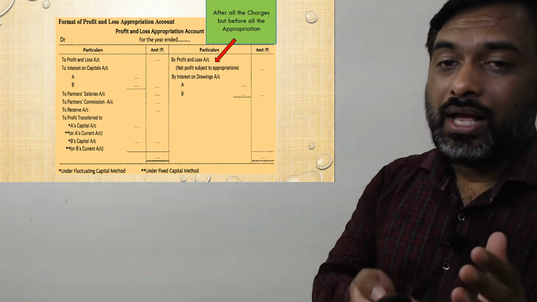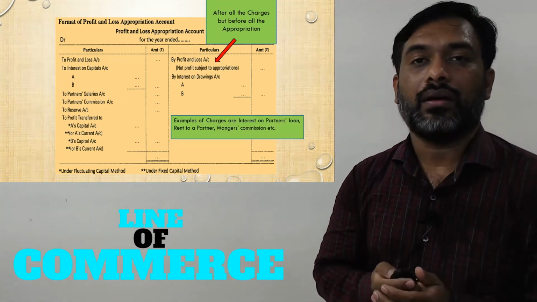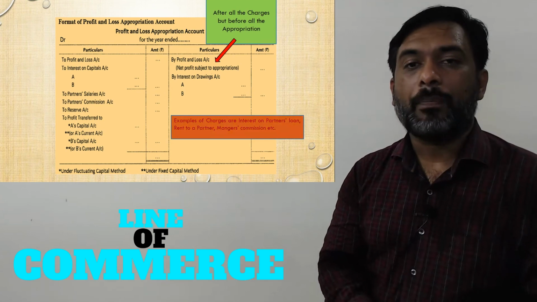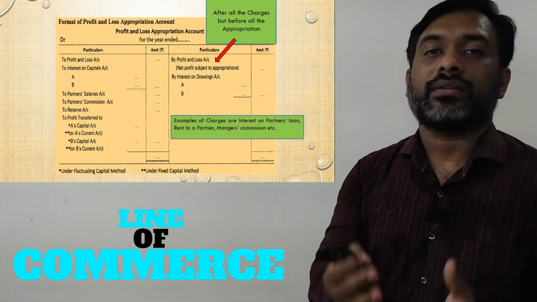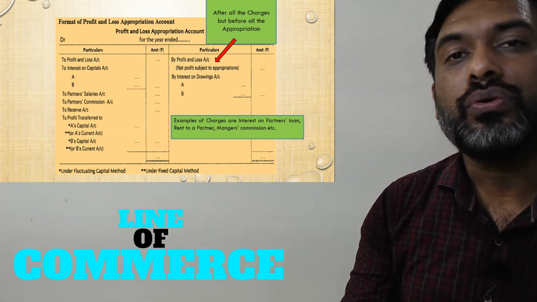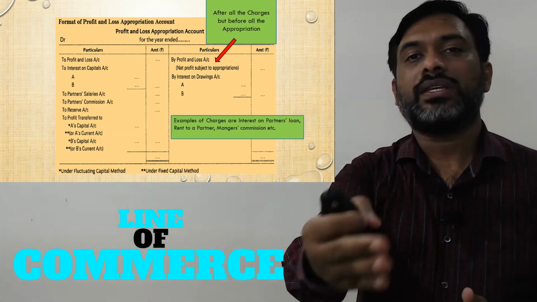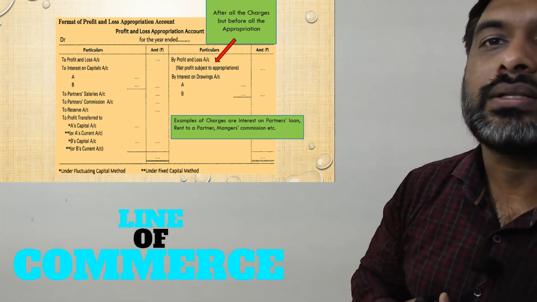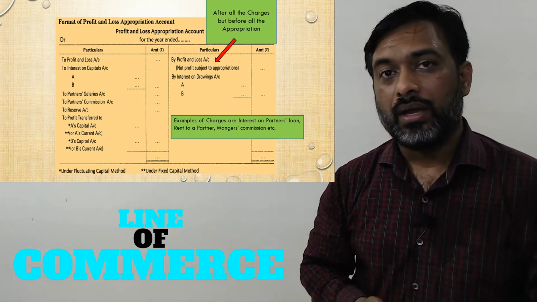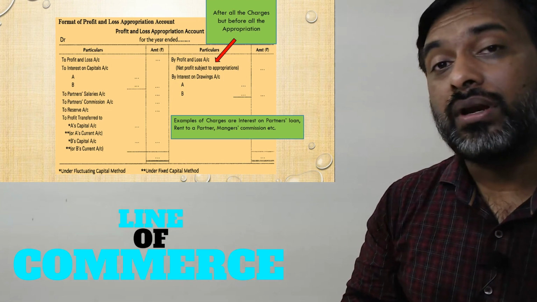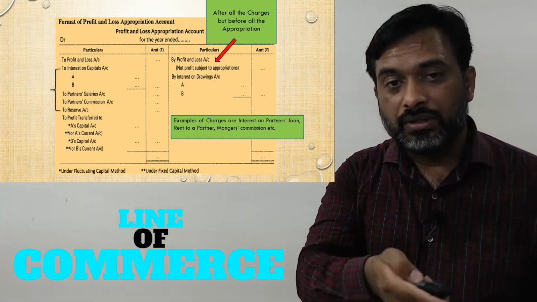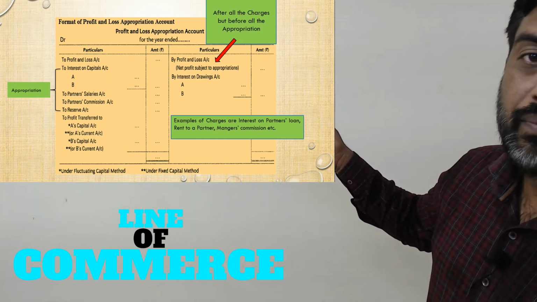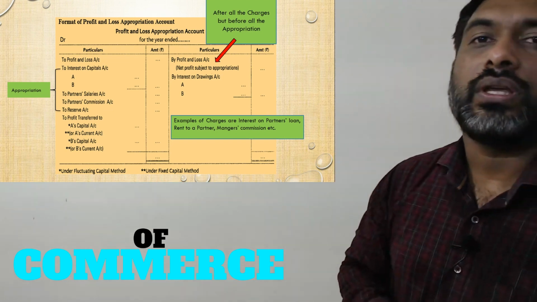Examples of charges, once again, are interest on partner's loan, rent to a partner, manager's commission, etc. So if the profit given to you in the question is before these charges, then you need to deduct them, and then the remaining profit only you have to take on the credit side of your appropriation account. Sometimes the profit may be given after appropriations. Then what you have to do is add back these appropriations and then take the profit on the credit side.